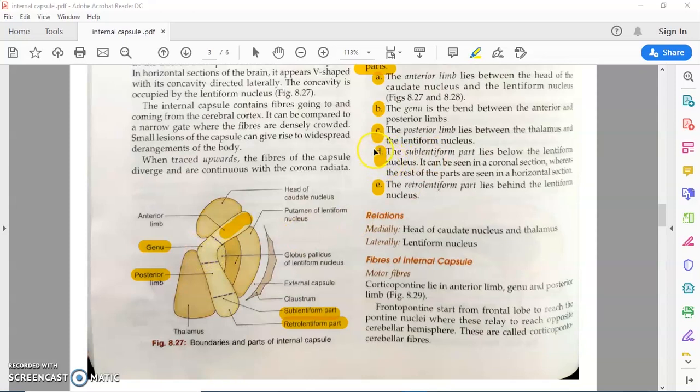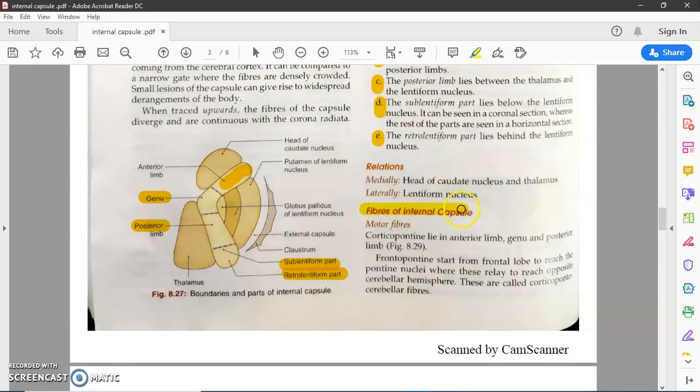Then fourth part, sublentiform part. Sublentiform means below the lentiform nucleus. Some fibers pass below the lentiform nucleus. These fibers constitute the sublentiform part of the internal capsule. Then fifth part, retrolentiform part. Some fibers of the internal capsule lie behind the posterior end of the lentiform nucleus.